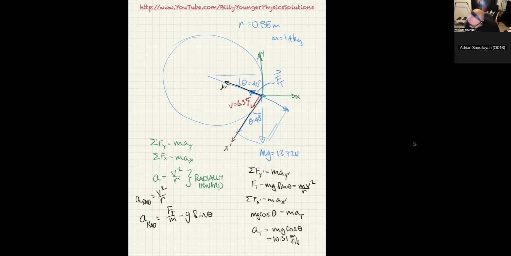For instance, in this case, it was 6.5 meters per second, if I remember correctly. 6.5 squared divided by 0.85 gives me 49.7, and that's just the radial. So that should be enough to at least get you started on what to do, if not completely done with it. Any questions on that?